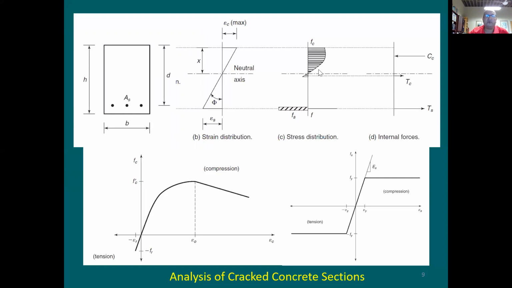How about the compression force? You say, oh, now this reminds me of what we have done in the uncracked section. I need to do integration of this shape. What do you mean by integration of this shape? I need to find out the volume of this shape. And the volume of this shape is going to be the compression force. I'm going to call it C. So C is going to be the compression force on the concrete.